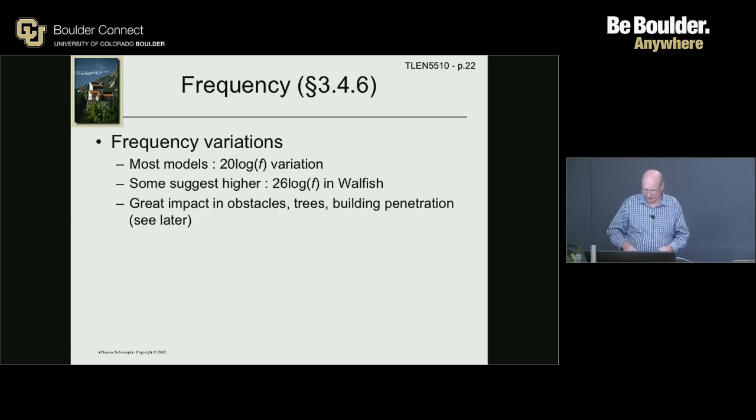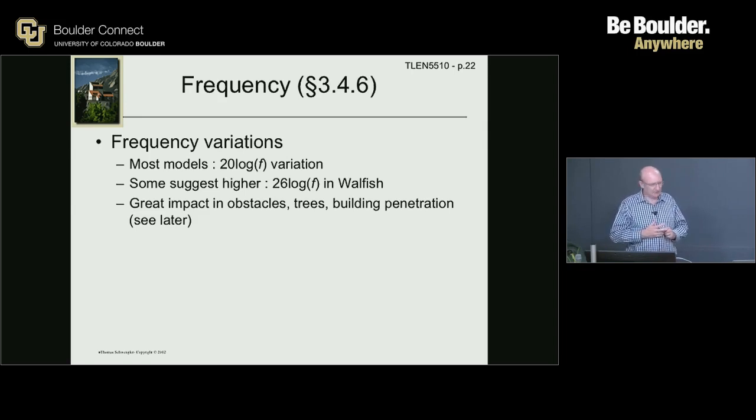Let's talk about a couple more things, and then we'll take a break. We've seen in most models a variation in 20 log of the frequency, right? Wallfish, remember, was 26 log of the frequency and has been criticized for that. They said, theoretically, there's really no reason why it should be any different than 20 log of the frequency. So you should fit all the other parameters to fit a 20 log frequency in your model. Right or wrong, if your measurement campaign seems to show something different, why not reflect it in the model?